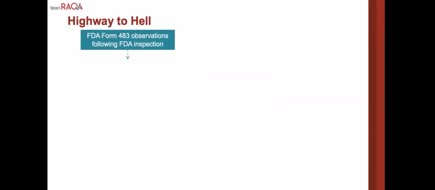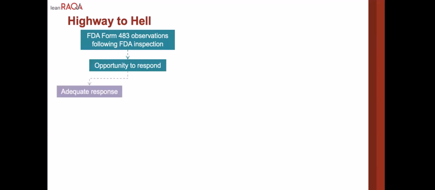What happens if you don't appropriately respond to 483s? Now, 483 is the type of form that FDA writes up their findings on. That's just the number of the form, and in industry, it's just referred to as a 483. So you're going to get a 483. You'll have an opportunity to respond. If you respond appropriately, that's usually where it stops.